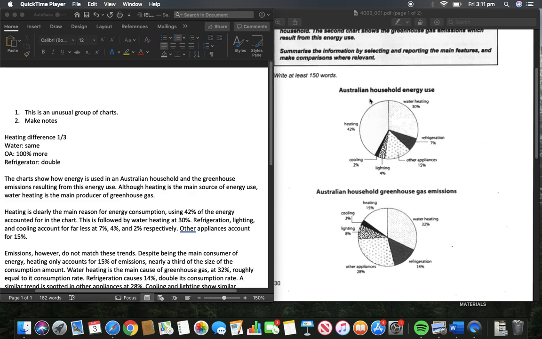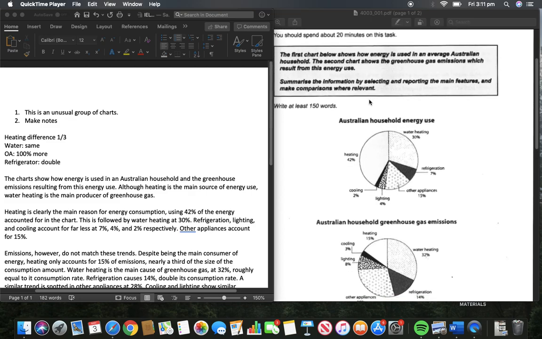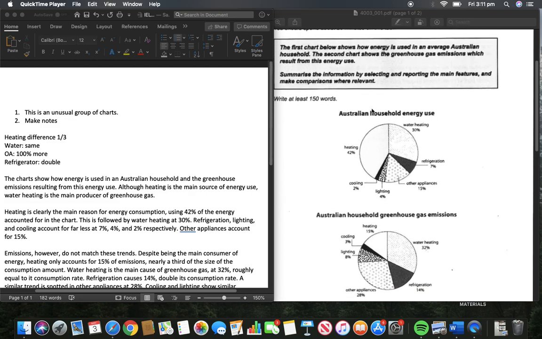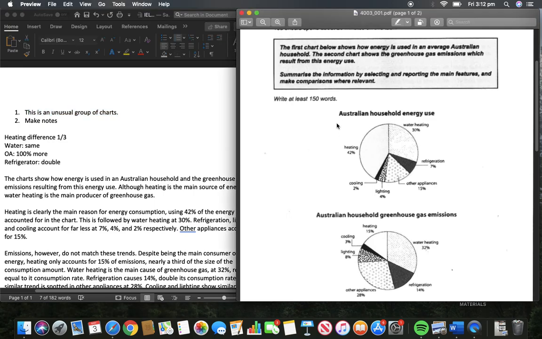Now, this was a writing task from an older book, but we did this recently with an IELTS simulation, and we got a lot of okay writing tasks done for us, and I will admit this one is a difficult one to do, and a large part of the reason for that is that this is an unusual group of charts. Just to read over it, the first chart below shows how energy is used in an average Australian household.